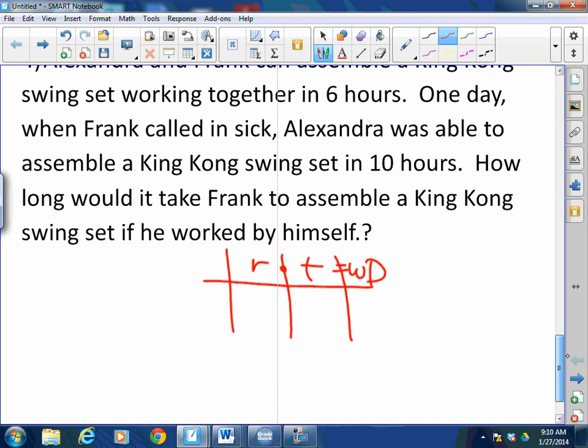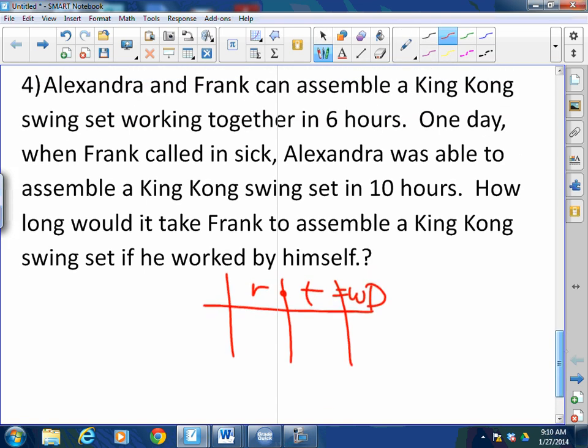Okay? So rate times time equals work done. And we have Alexandra and we have Frank. Alexandra and Frank can assemble a King Kong swing set working together in 6 hours. So their time working together is 6 hours. One day Frank called in sick, and Alexandra was able to assemble the King Kong swing set in 10 hours. So her rate was 1/10 of the job every hour. How long would it take Frank to assemble the King Kong swing set if he worked by himself?